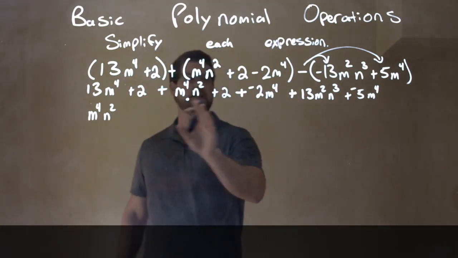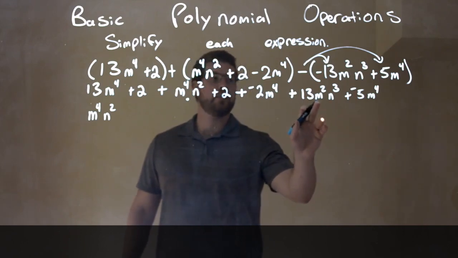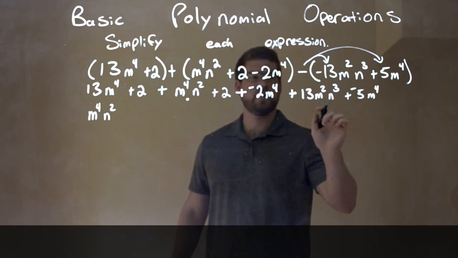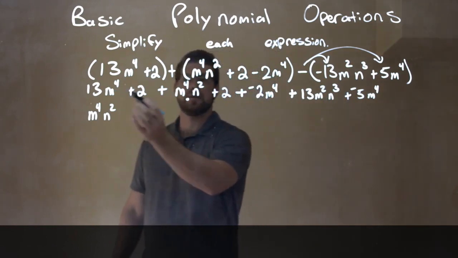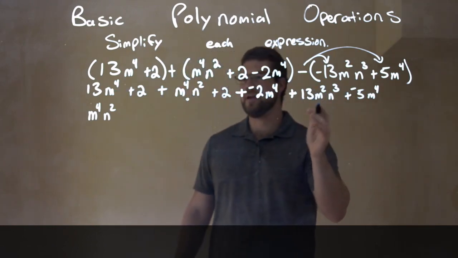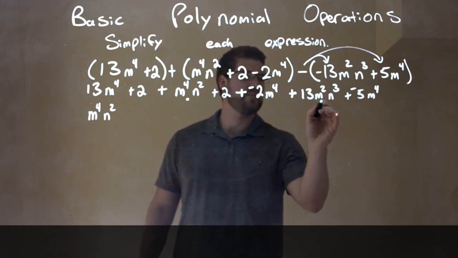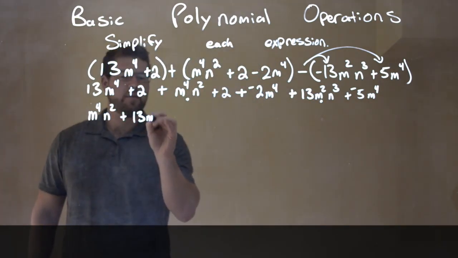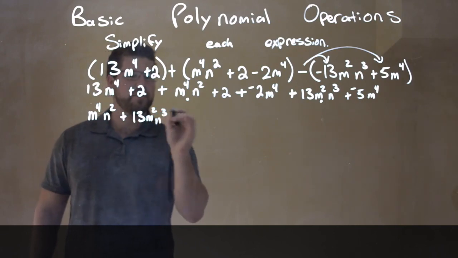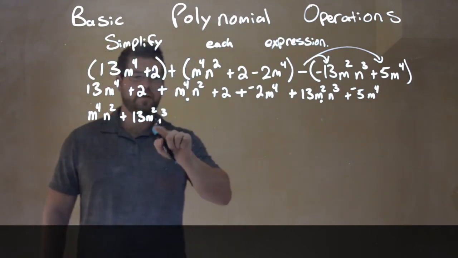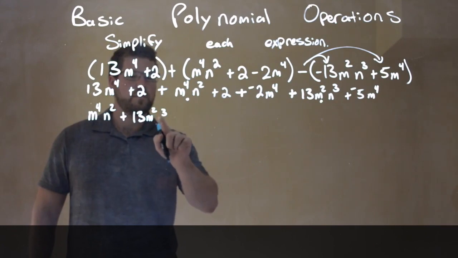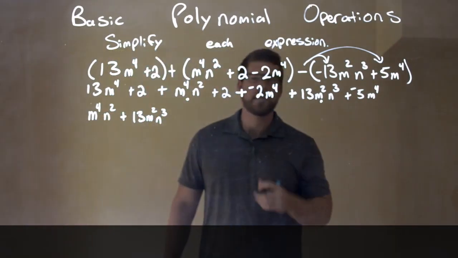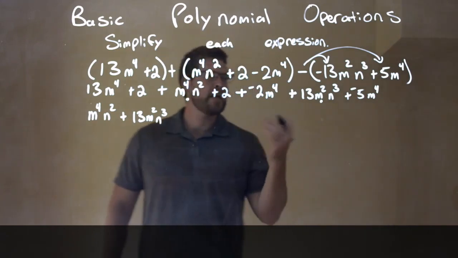Well, the next combination that I see is just the m squared n to the third, okay? So I see that combination. I don't see anything else here that has this like term, in a sense. So I'm going to mark it. I'm going to put it right here. I have 13m squared n to the third. Okay, I guess I can do it like this, right? n to the third. There we go. Okay. Then from there, mark that.